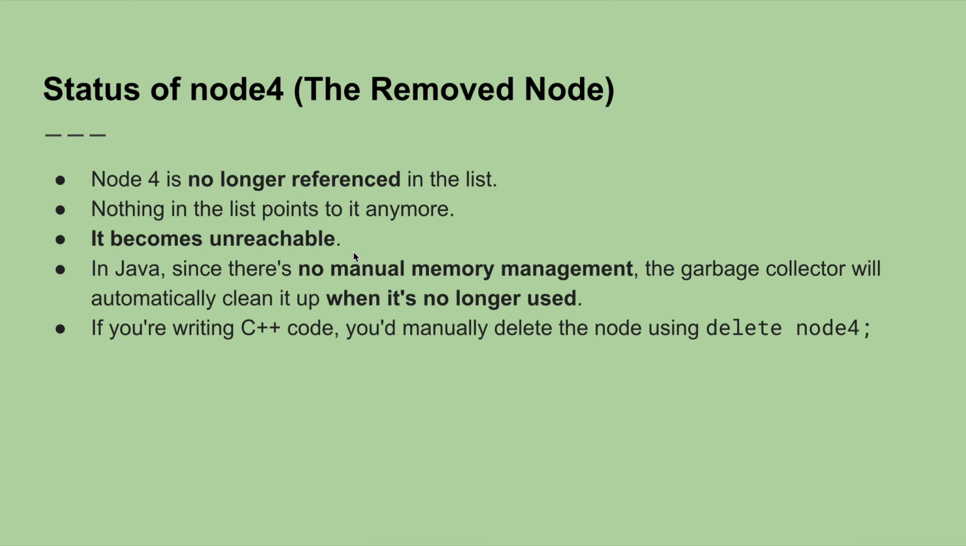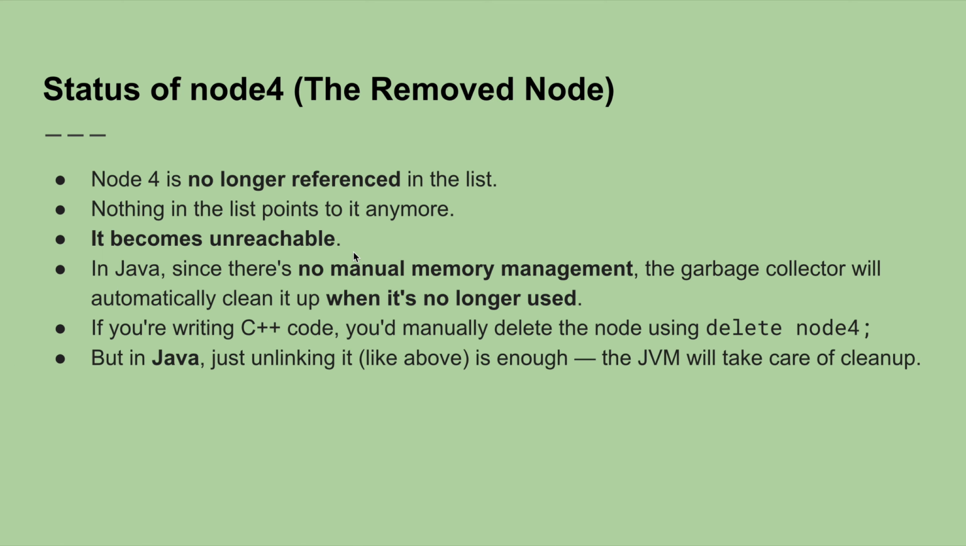But if you are writing C++ code, you have to delete it manually using delete node. In Java, just unlinking it is enough. The JVM will take care of the cleanup. So it is still in memory temporarily, until the garbage collector collects it and takes it into the dustbin.